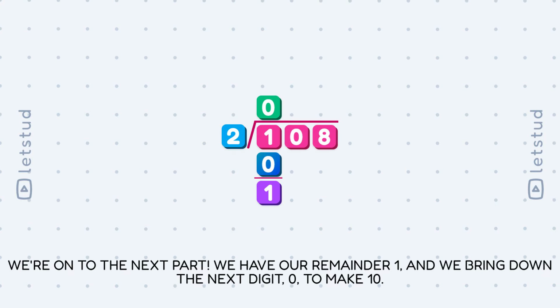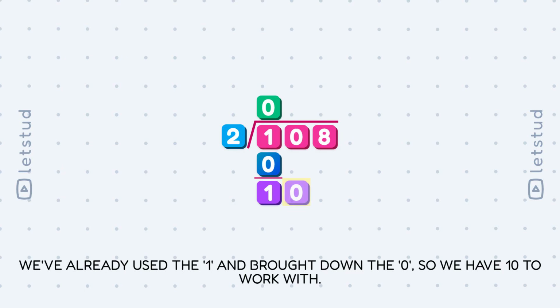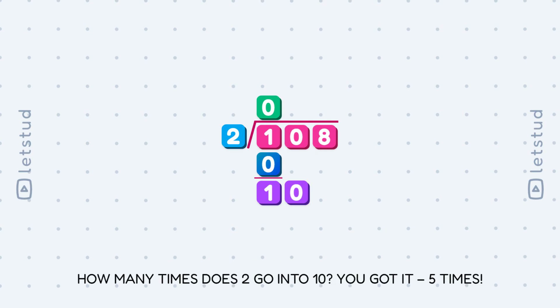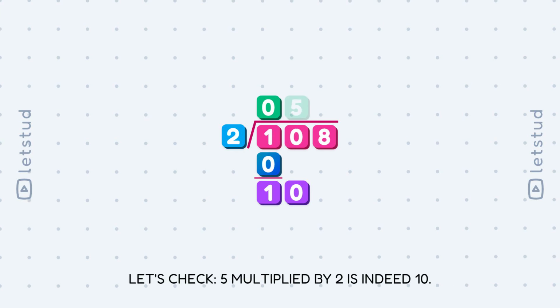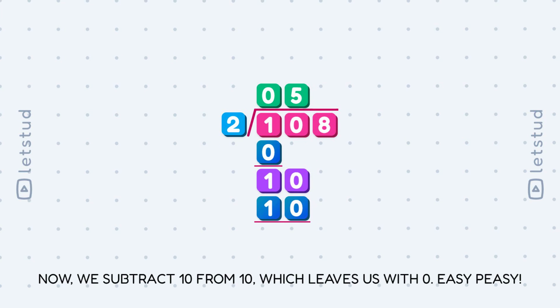We have our remainder 1 and we bring down the next digit 0 to make 10. We've already used the 1 and brought down the 0, so we have 10 to work with. How many times does 2 go into 10? You got it, 5 times. Let's check. 5 multiplied by 2 is indeed 10. Now we subtract 10 from 10, which leaves us with 0.